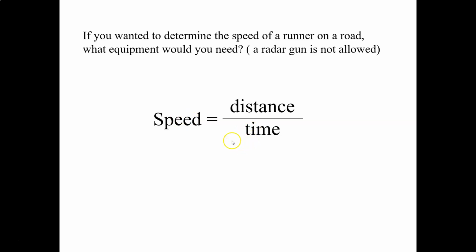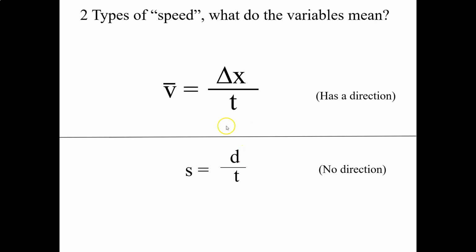So the equation for speed, and we won't be using this form of the equation very often, is speed equals distance over time. Now distance is not a vector, so speed is not technically considered a vector quantity. So what we're going to use more frequently is this form of the equation, v bar, and v bar means average velocity. This is the displacement over time. So these are similar equations.